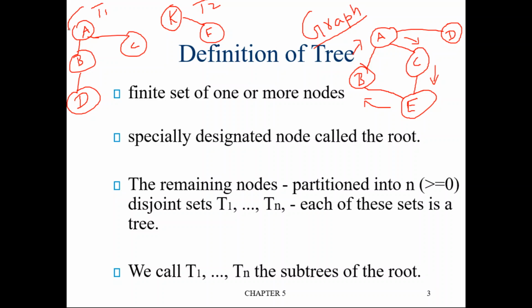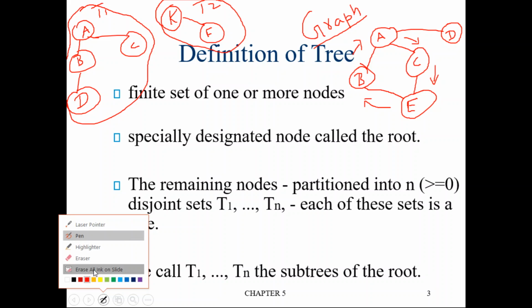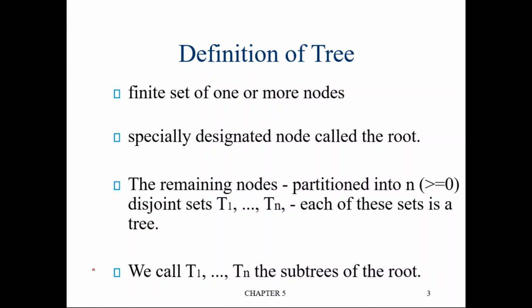So a tree is a connected graph without cycle. It means all nodes should be connected, but it should not have any cycles. If there is a cycle, then you cannot call it a tree. This is another important definition, because you should be able to differentiate between a graph and a tree.